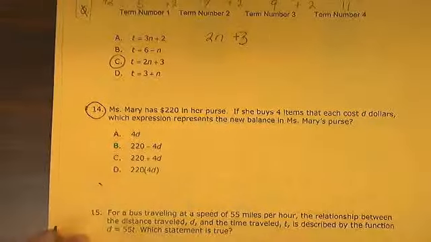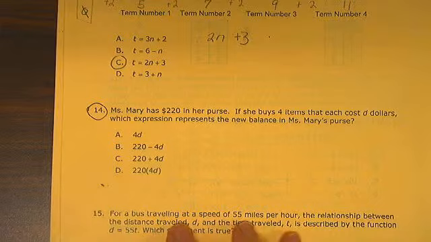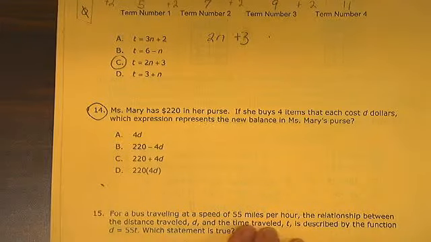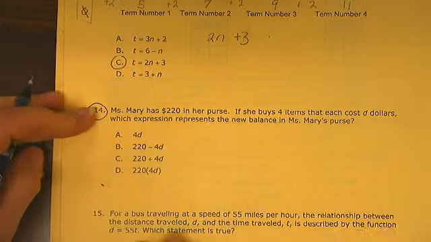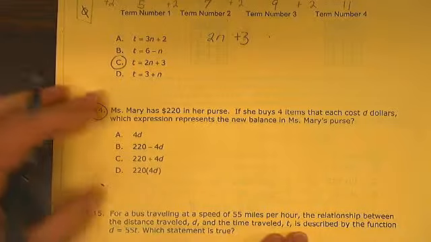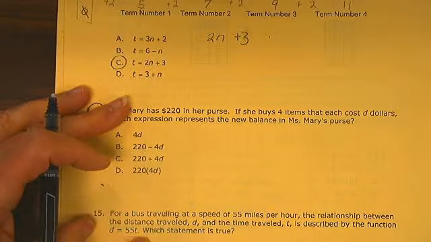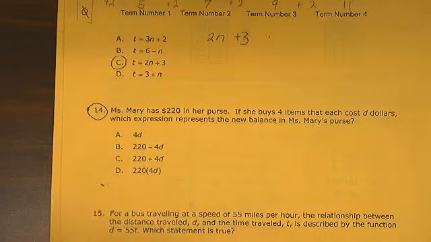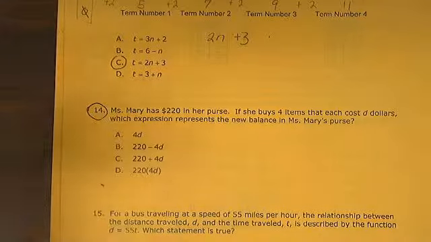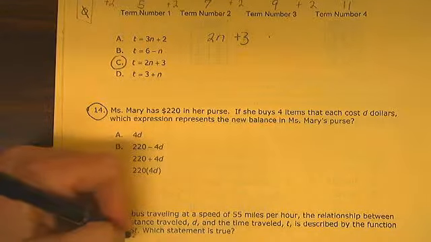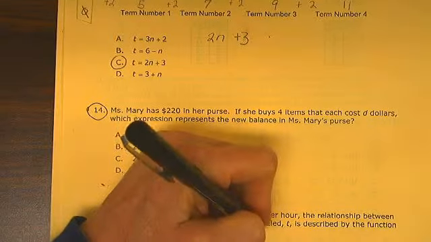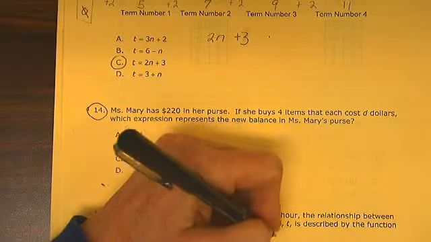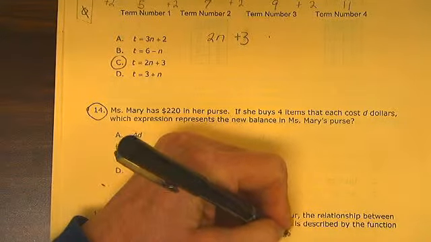15. For a bus traveling at a speed of 55 miles an hour, the relationship between the distance and the time is d equals 55t. Which is the independent variable? Which is the dependent variable? Time is the independent variable.